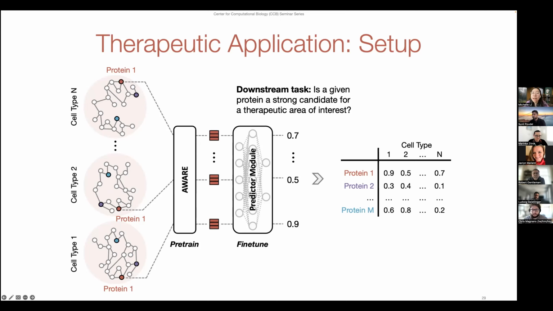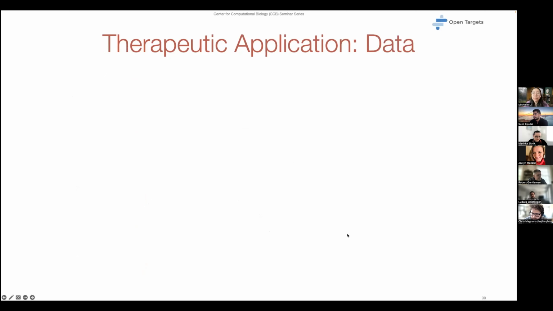And the question is, given the protein of interest, is it a strong candidate for the therapeutic area that we care about? And so we will get a score for each protein in each cell type. And this actually allows us to further generate hypotheses regarding which cell type might be highly predictive for examining the therapeutic target. So first, let's very briefly discuss the data.